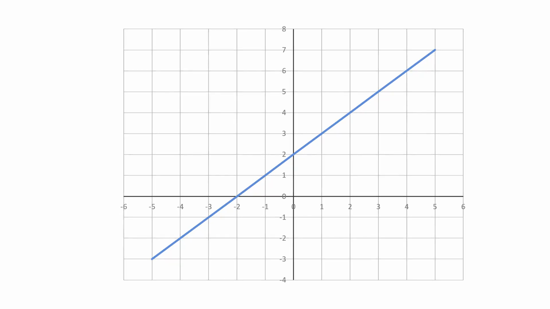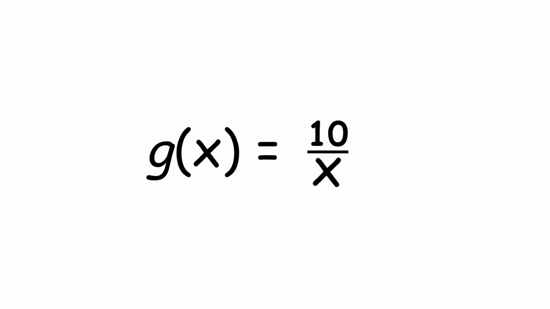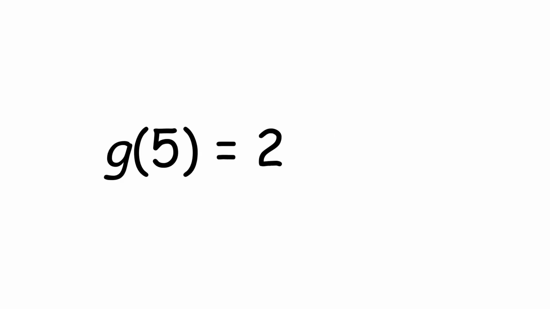Okay, let's look at a different function. This time the function is called g, and g of x is 10 divided by x. So, g of 5 is 10 divided by 5, which is 2. However, what happens if we try and use the function with an x value of 0? Well, anything divided by 0 is undefined, so the function is undefined for an x value of 0.